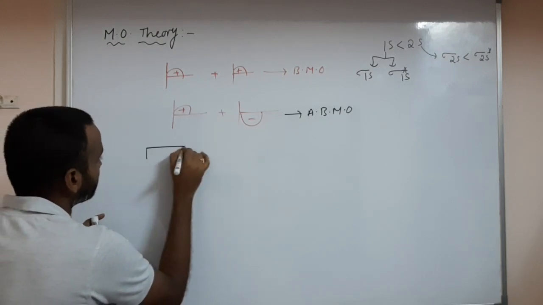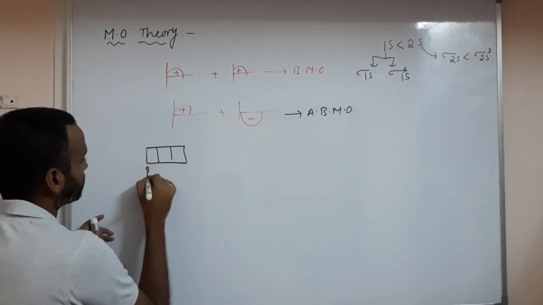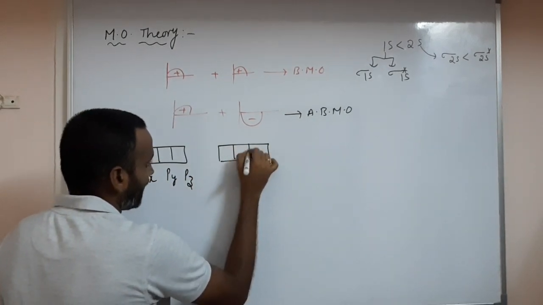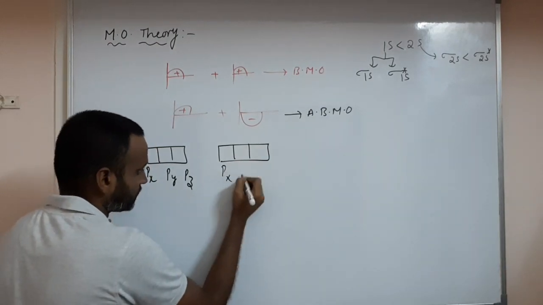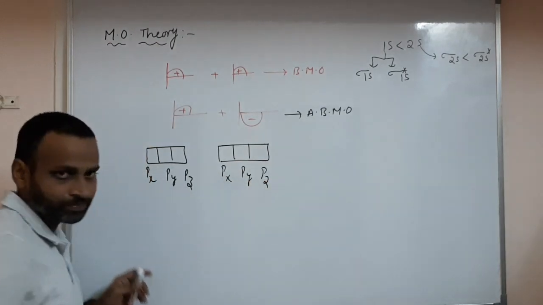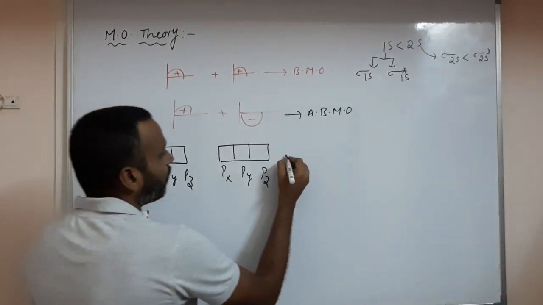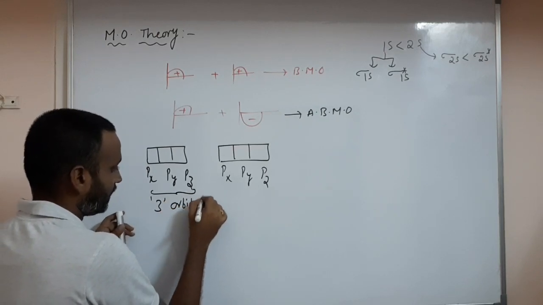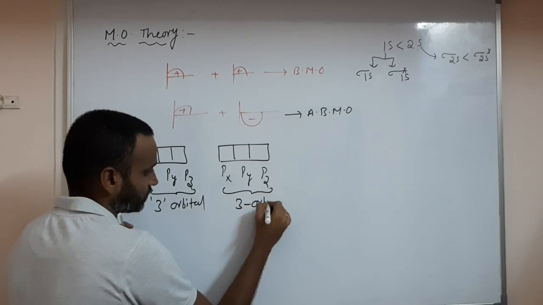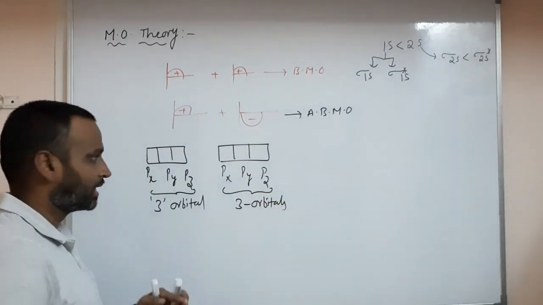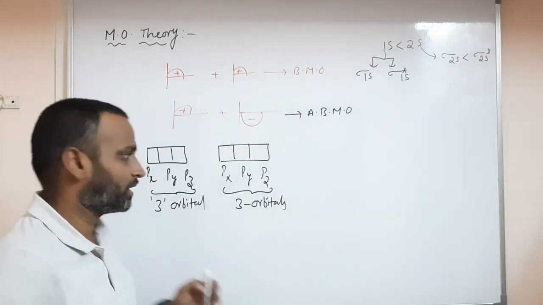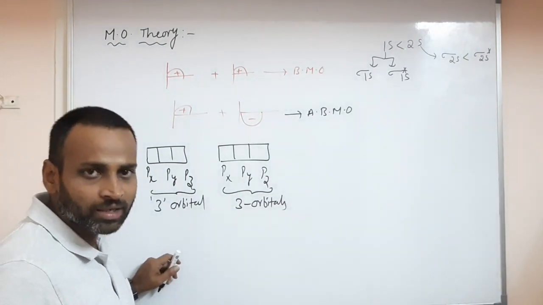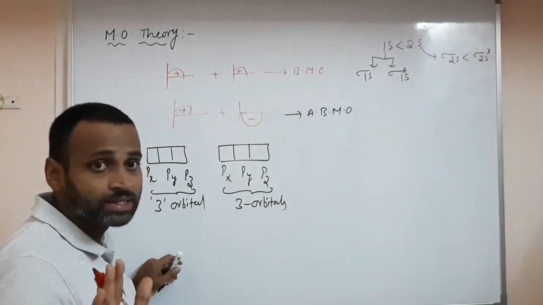The p subshell has three degenerate orbitals: px, py, pz. Another atom has a p orbital in the same manner, px, py and pz. So in total, how many orbitals? Here you have 3 orbitals and here also 3 orbitals. So 3 and 3, 6. So 6 atomic orbitals are combining, and they definitely give 6 molecular orbitals.